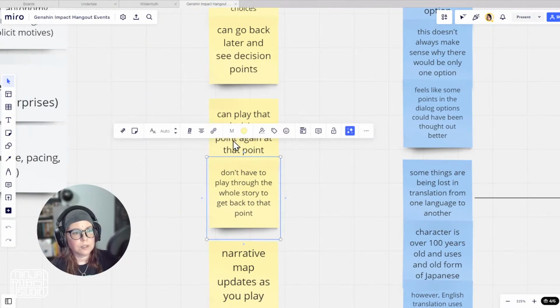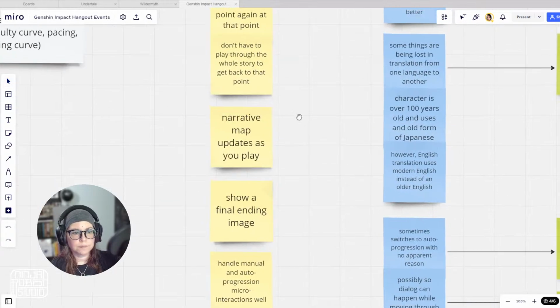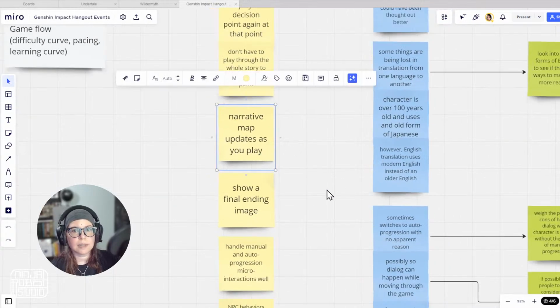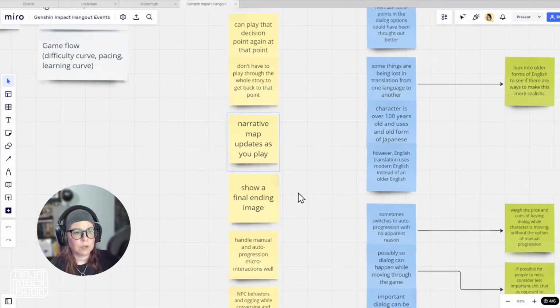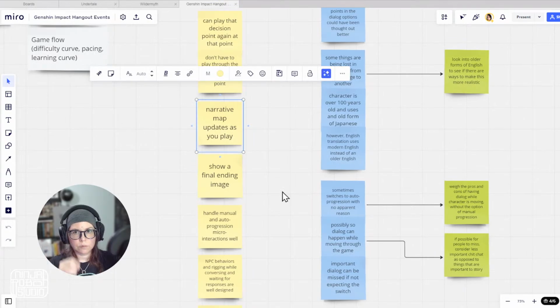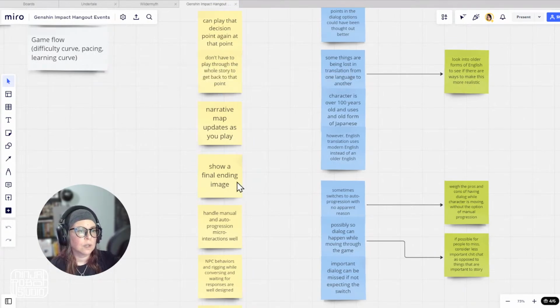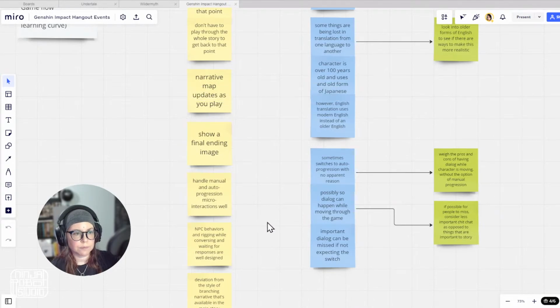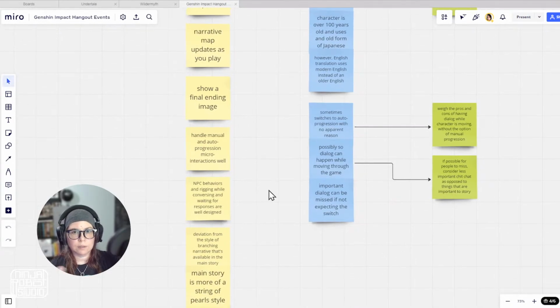Yeah, see, that's what I said. At that point, you don't have to play through the whole story. And the map updates as you play, which we saw. It has updated, and now it's telling me where my decision points are, so I can go back and play those other ones later. It will continue to update as I hit the different points. It also shows a final ending image, so I can quickly remember, oh, that ending, which is nice.